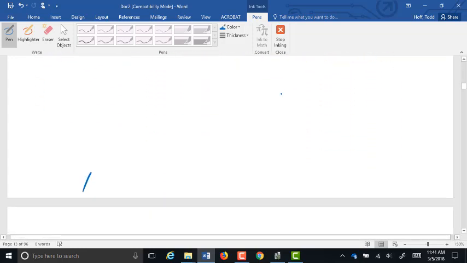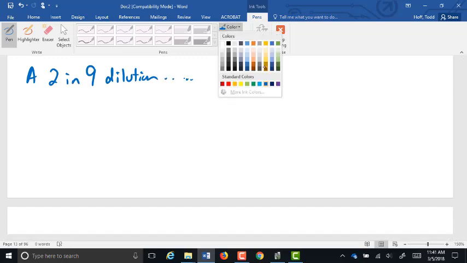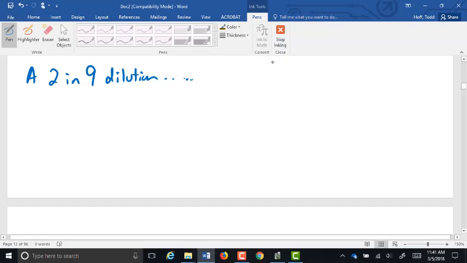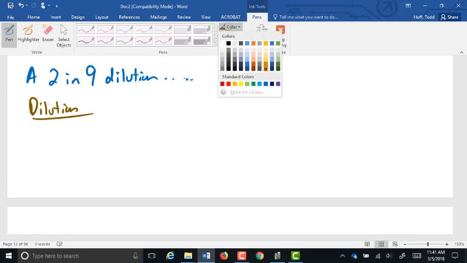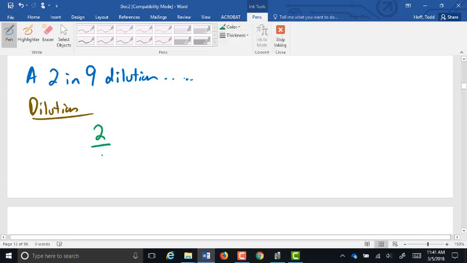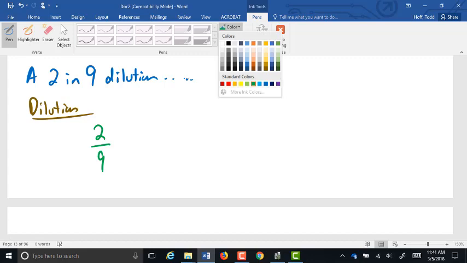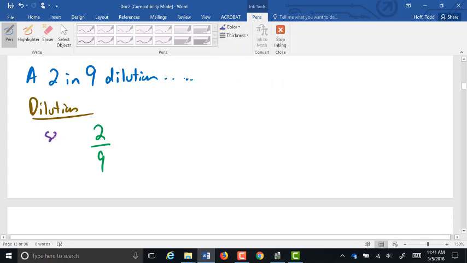So when I look at a dilution ratio, let's say we just have a 2 in 9 dilution, there are actually 3 ratios given there. One is the dilution itself, which again is the 2 in 9, where the 2 stands for the parts of serum, and the 9 stands for the parts of the total solution.